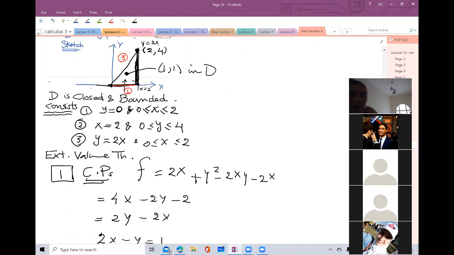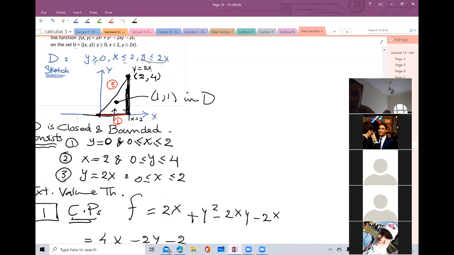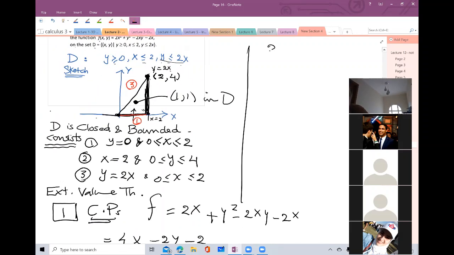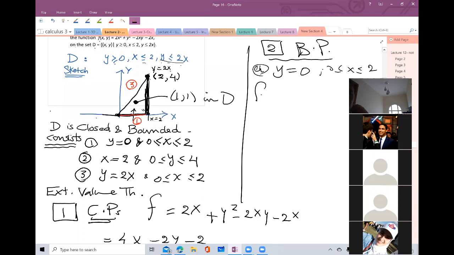Now the second step: I want to get my boundary points. Let's do it next to the figure so things are clear. The second step is to find our extreme values at the boundary points. The first boundary is y equal to 0. So at y equal to 0 and x from 0 to 2, the function on the boundary is equal to f of (x, 0).